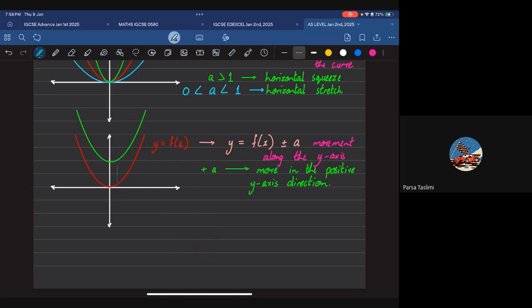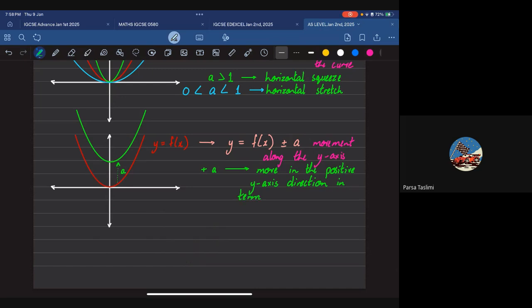You're going to move upwards. How much are you going to move upwards? A units. Whatever the value of a was, that's how many units you will move upwards. So you're going to move in the positive y direction a units.